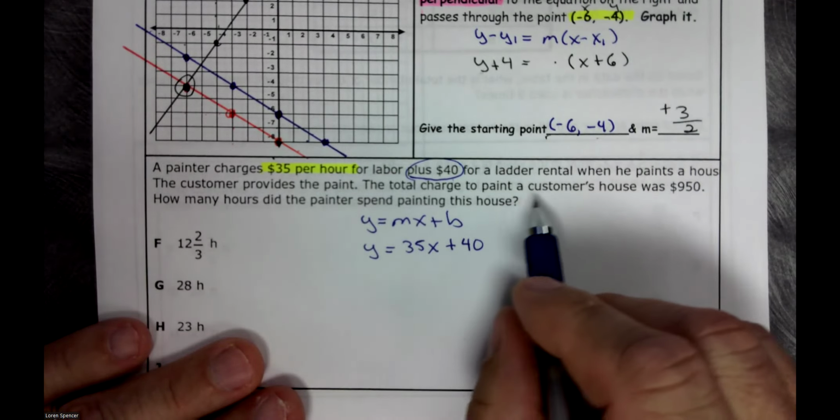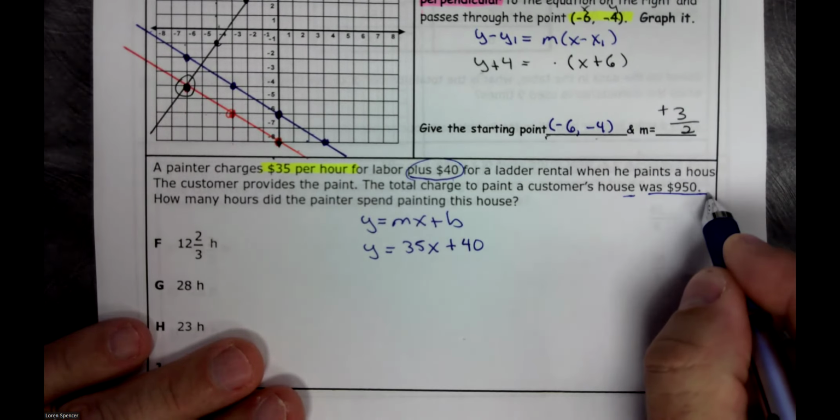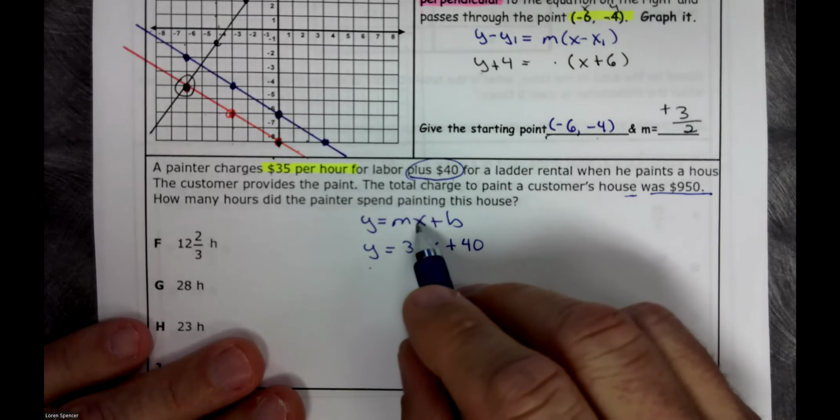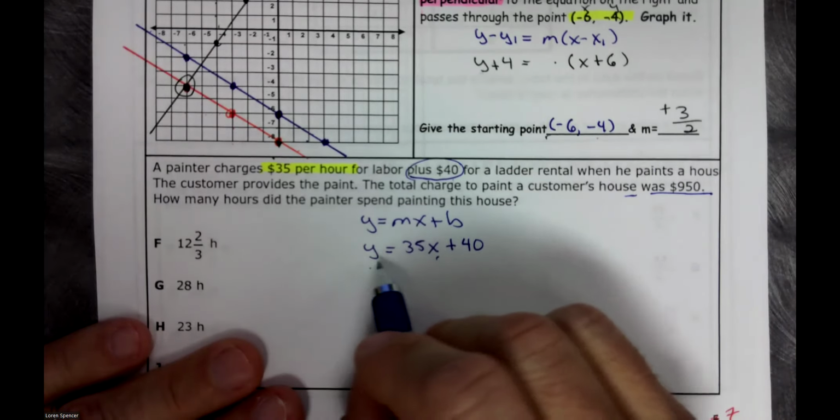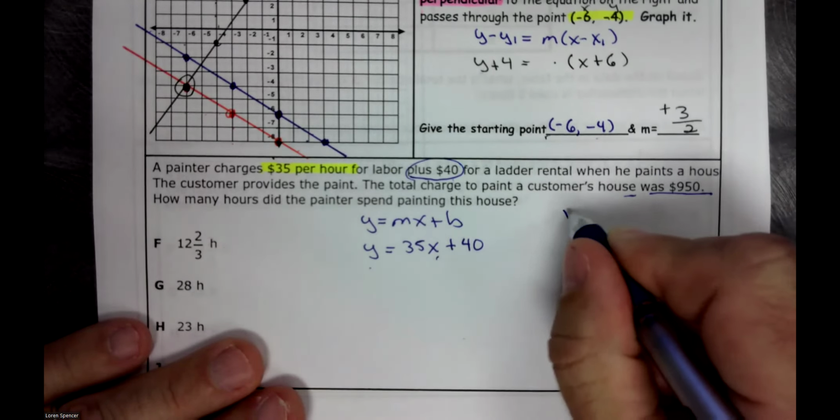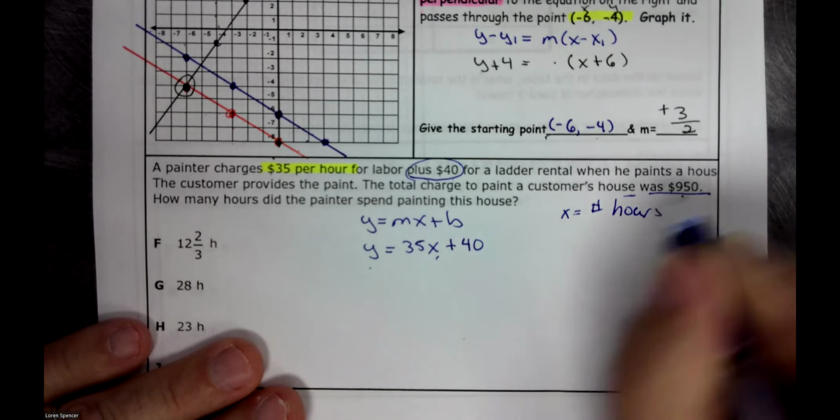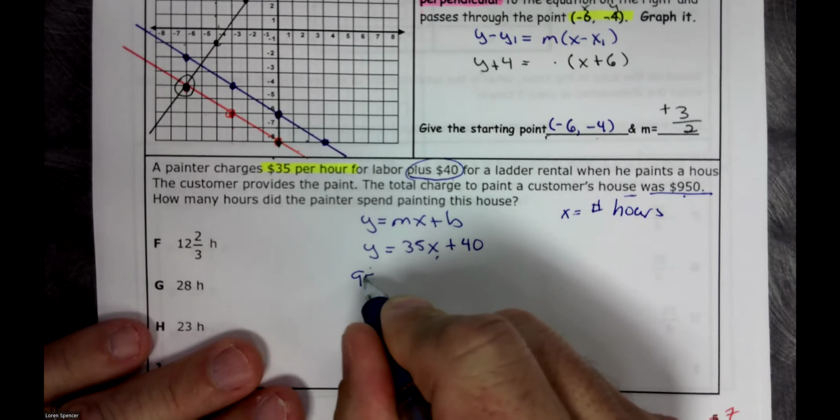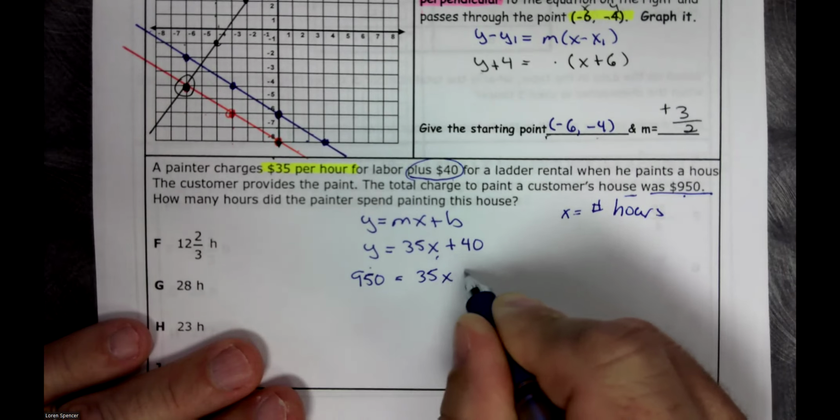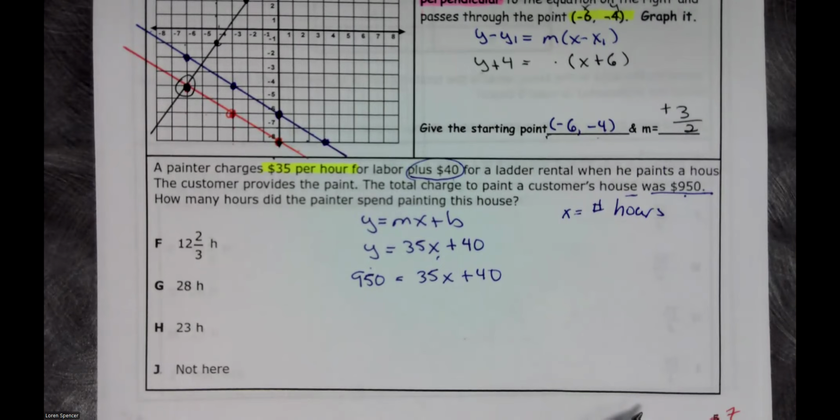All right. The total charge to paint a customer's house was $950. So where does that $950 go? Well, it can either go for the y or the x. But they're talking about the total amount spent, not how many hours, because x is the number of hours. So x equals the number of hours. So this was a total charge. So this is $950 equals 35x plus 40. All right, we can go ahead and solve this by dropping into Desmos.